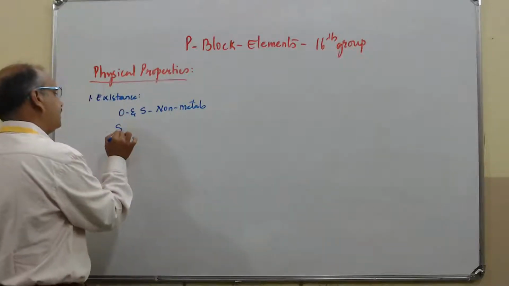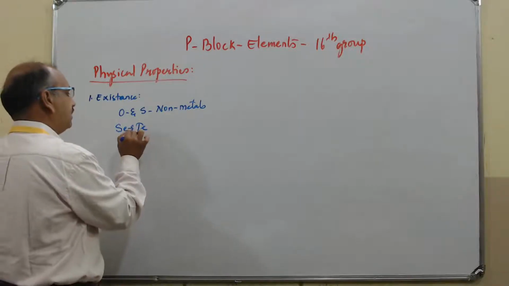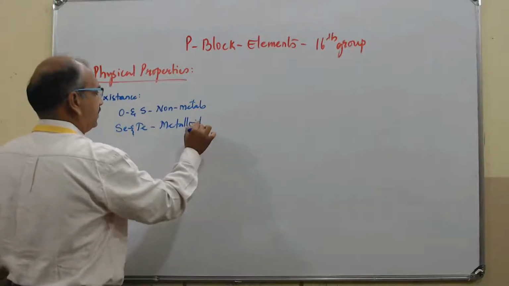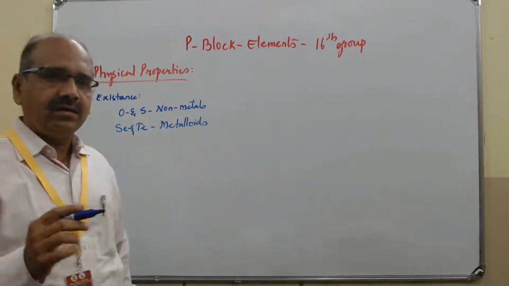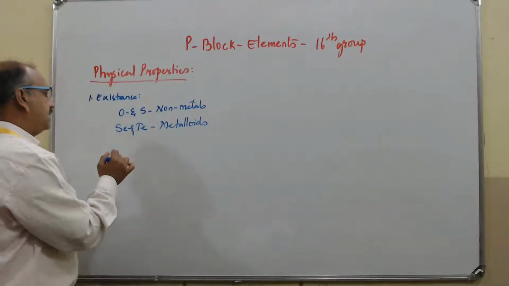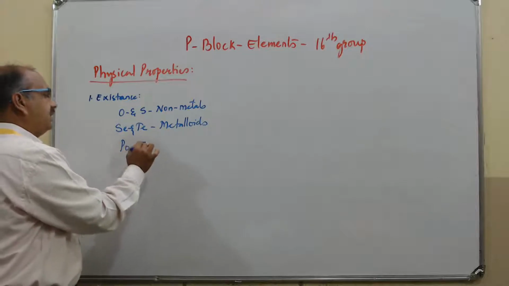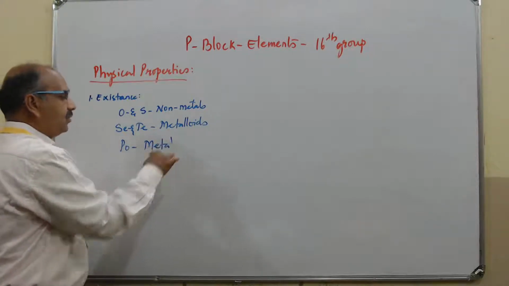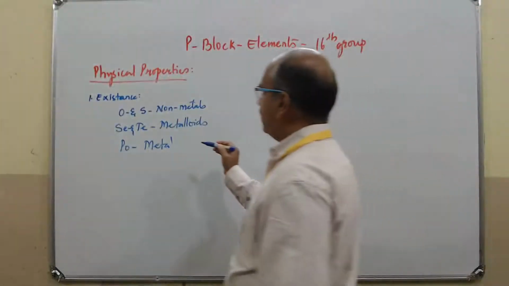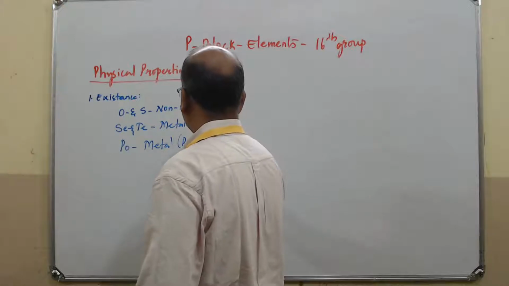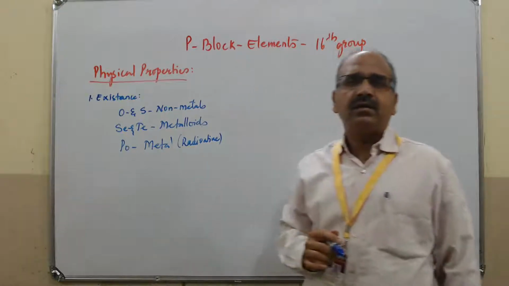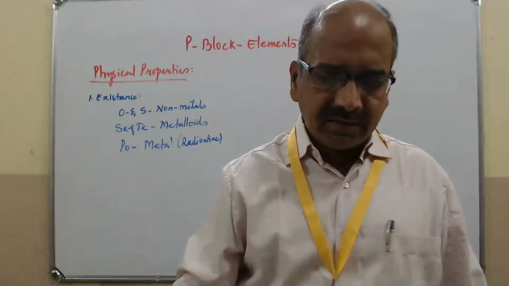Further, selenium and tellurium, these two are metalloids. Metalloids means they show the properties of both metals and non-metals. Polonium is purely a metal, and that too a radioactive metal. So this is the existence, in what form they are existing. Radioactive means it is giving alpha, beta, gamma rays, etc.